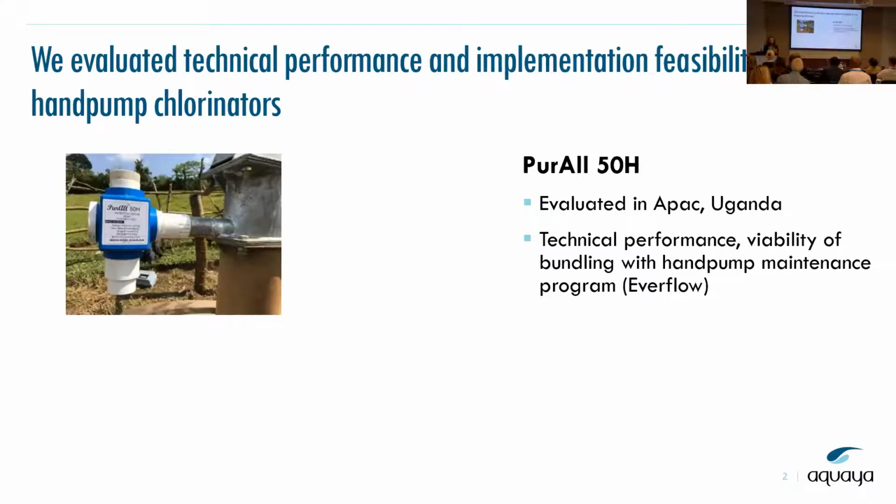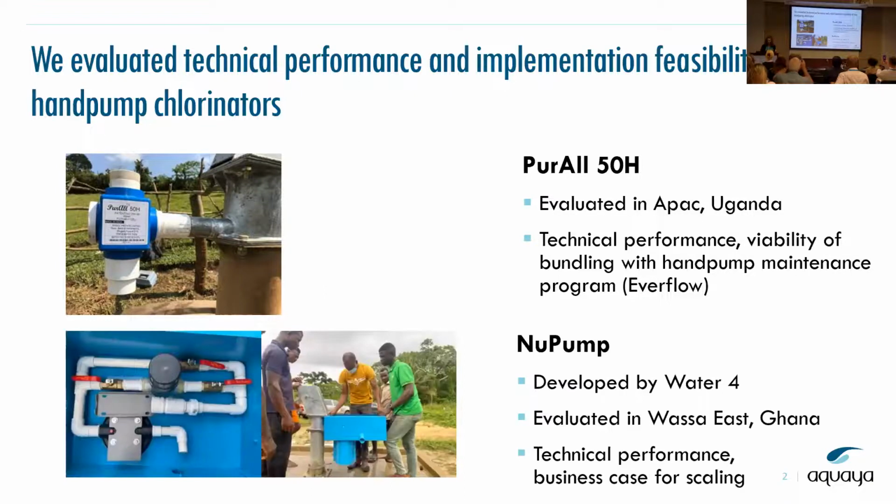So these are two separate evaluations that Aquia did on passive inline chlorinators. So the first one here is the Purol 50H. And these are both hand pump chlorinators. They both use tablets with the erosion process that we just heard about. So this one is commercially available. We evaluated this in a peri-urban area in Uganda. And with both of these technologies, we're looking at first technical performance, so looking at free chlorine residuals, and then also implementation feasibility, like what types of settings might these be successful. The second one is called the new pump.